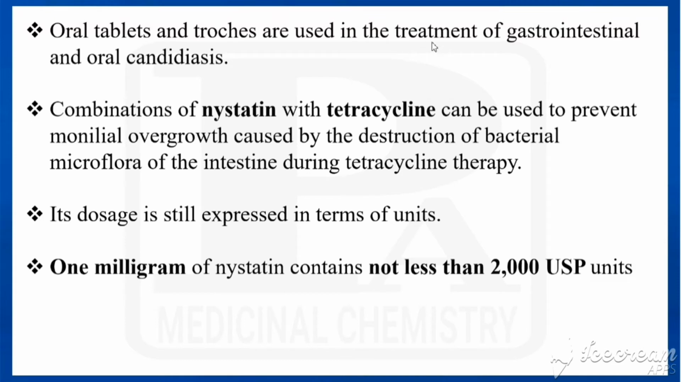Oral tablets are used in the treatment of gastrointestinal and oral candidiasis. Nystatin is combined with tetracycline, and that is used to prevent monilial overgrowth. Its dosage is still expressed in terms of units. So 1 milligram of nystatin contains not less than 2000 USP units. So that's all about nystatin.